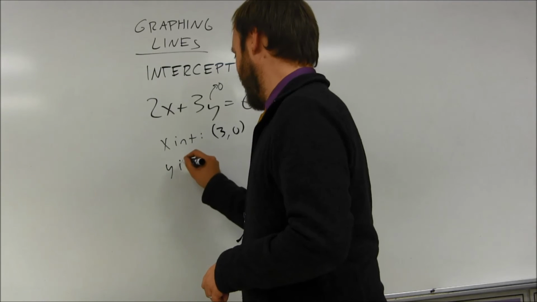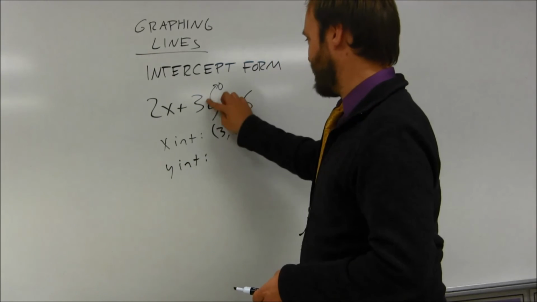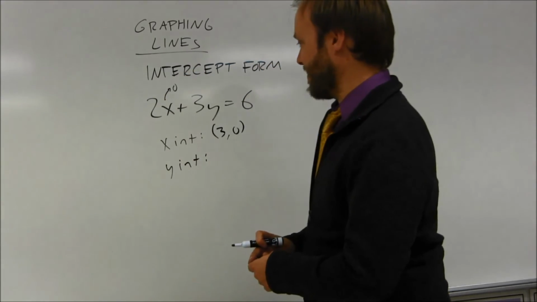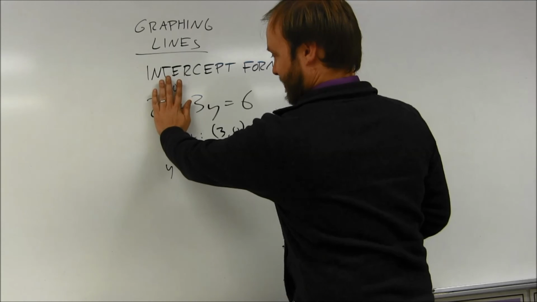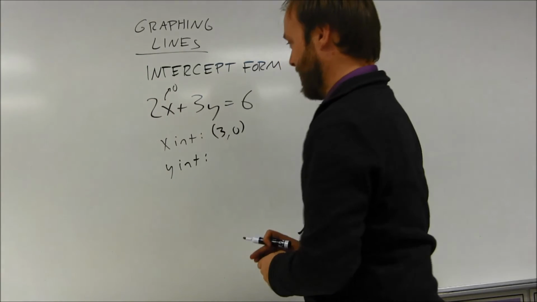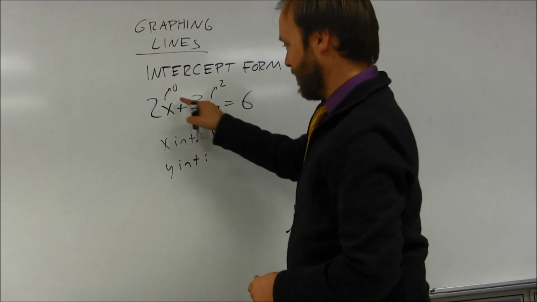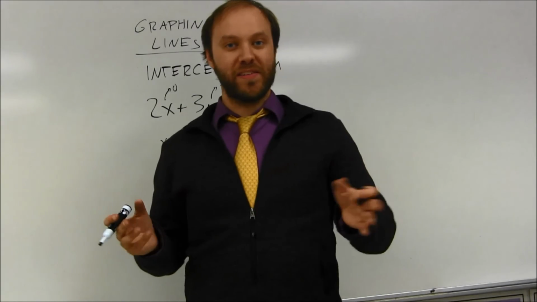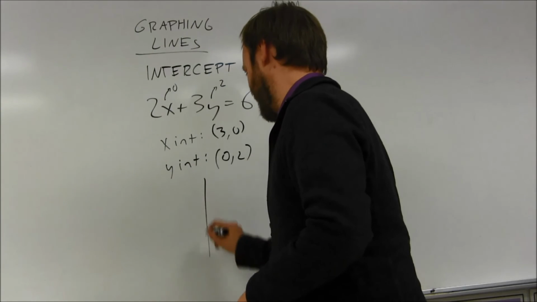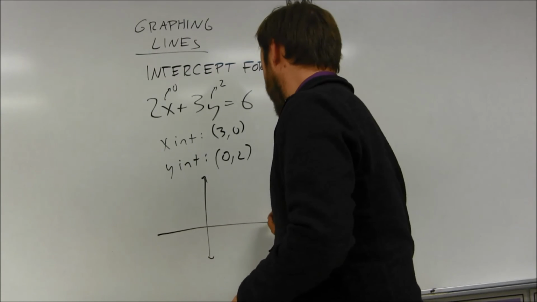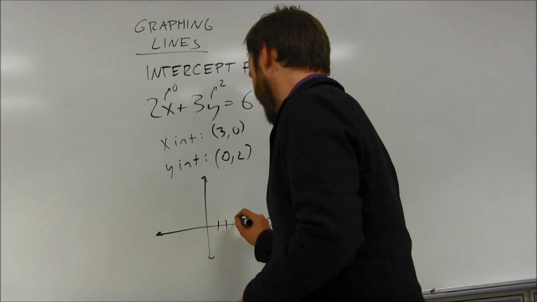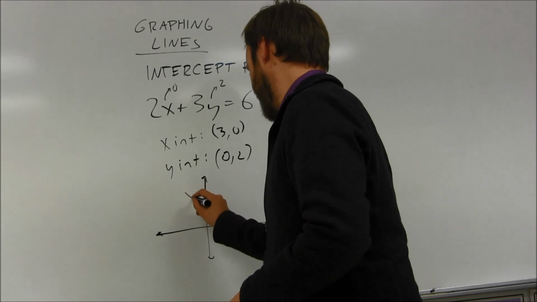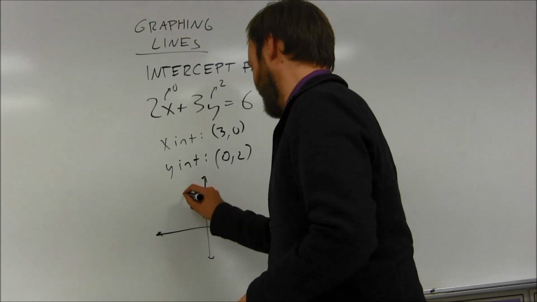Okay? If I want to find the y-intercept, well, I just do the reverse. I can set x equal to 0. Okay? If I set x equal to 0, that leaves me with a really easy equation. 3y equals 6. Y has to be 2. Okay? So when x is equal to 0, y is equal to 2. And this gives me two very simple points, very quick points, that I can graph. Okay? So I know that my graph is going to go through the point 3, 0. And on the y-axis, it's going to cross through 2. And it gives me a line that looks like that.